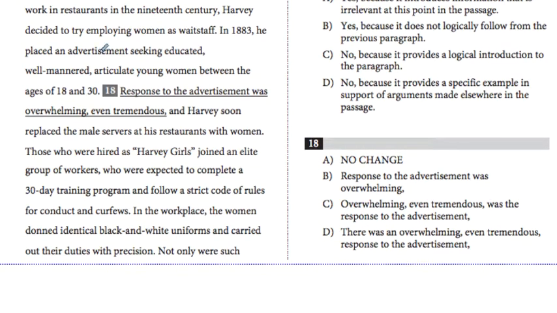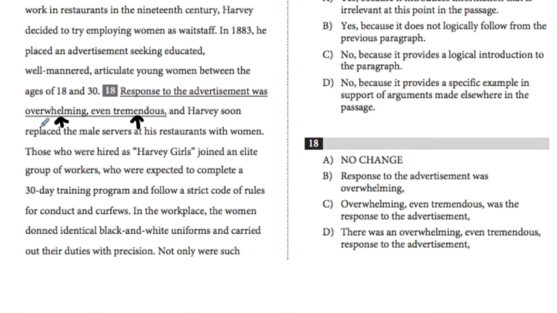Number 18. "Response to the advertisement was overwhelming, even tremendous." So I go to 18, and I look at the words "overwhelming" and "even tremendous." Overwhelming and tremendous are really synonyms for each other. I don't need them both, so I'm going to get rid of one or the other. I look for an answer that gets rid of one or the other. So I'm going to get rid of A. I look at B. It says "Response to the advertisement was overwhelming." Okay, I'm going to keep that. C: "There was an overwhelming, even tremendous." I still have that redundancy. I still have that redundancy in D. So my answer would be B.